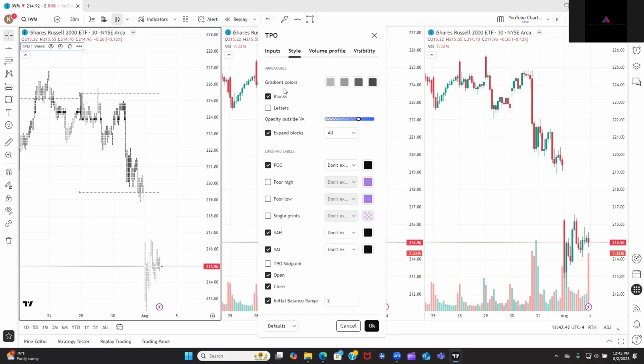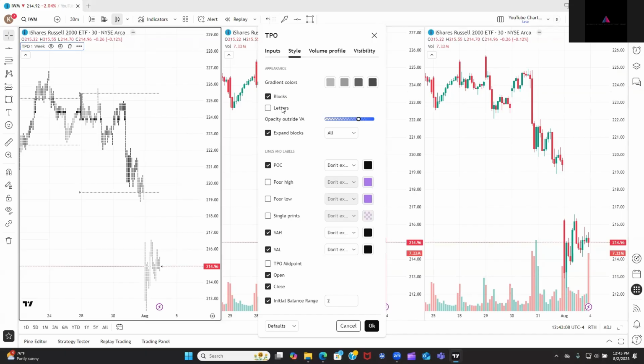Okay. So aggregate colors, that's a preference. I like the grays. I want to start from the lightest gray to the darkest gray. That's just my preference. You can have blue, red, whatever you prefer. The next setting is blocks. You've got to have it, otherwise you won't see TPO. So if I turn it off, you won't see the TPO. Letters, you don't need it.